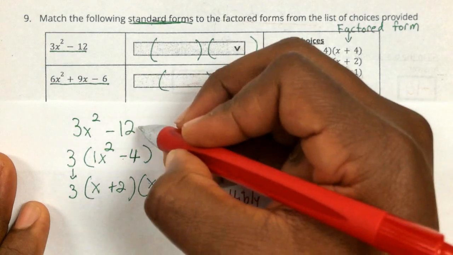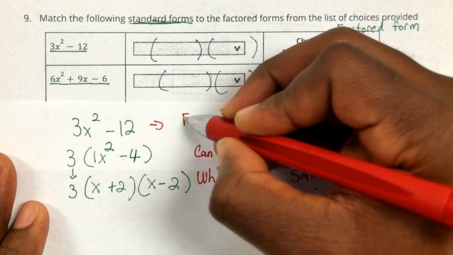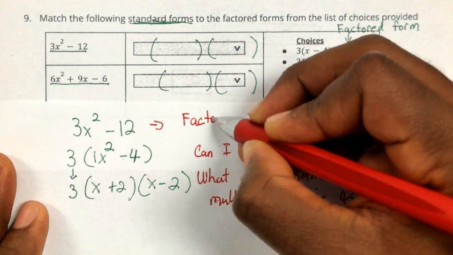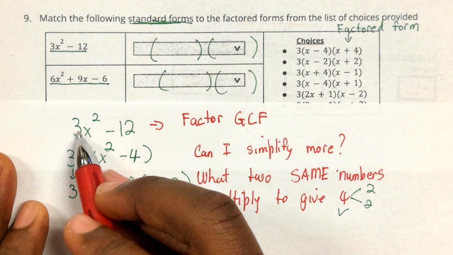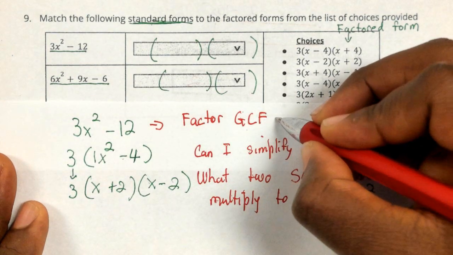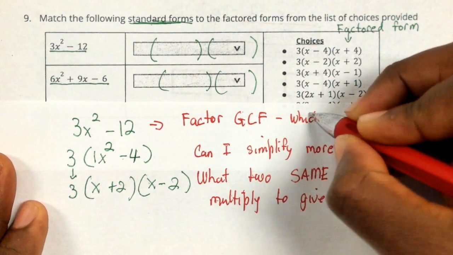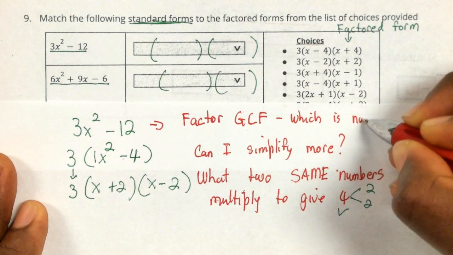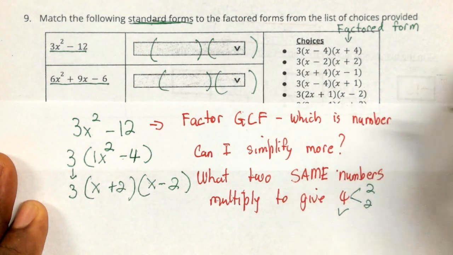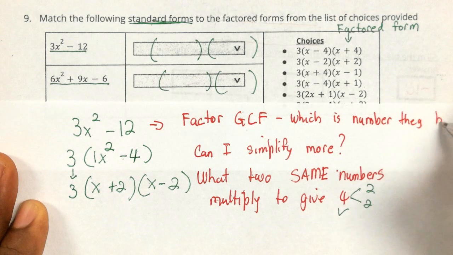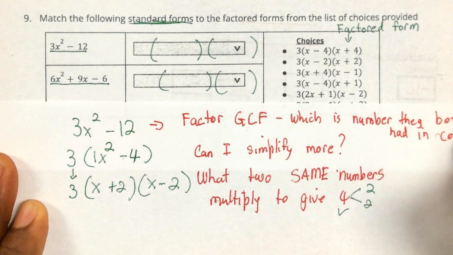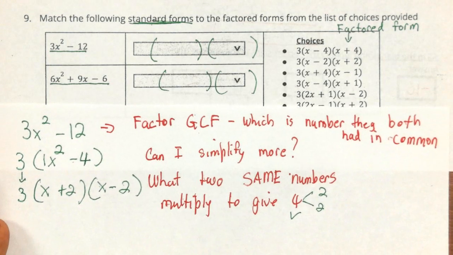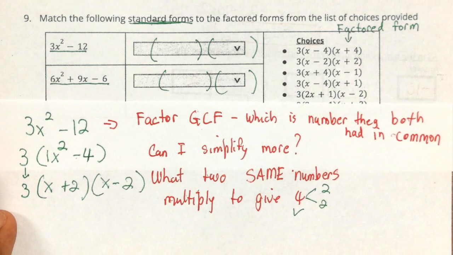So again, what we had to do first was factor the GCF, which is the number they both had in common. Make sure you write all the things down on a separate sheet of paper, just like I'm doing here. All of this information will help you.